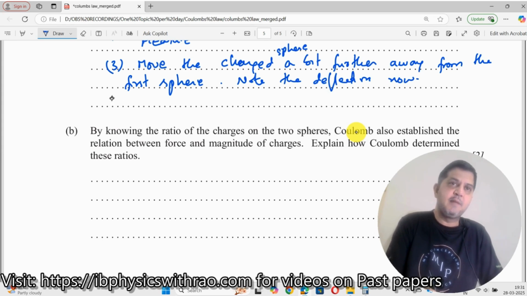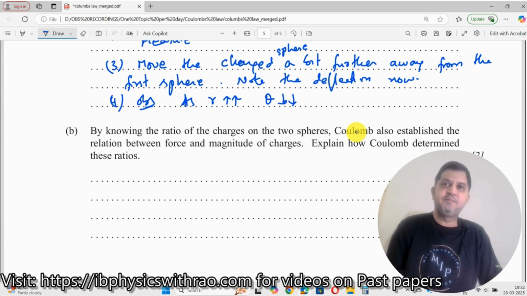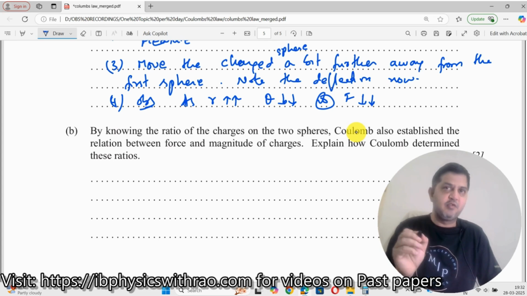So now what is the observation? Observation is that we find that as R increases, theta reduces. So force reduces. Okay, do not mention that F is proportional to 1 by R square. Nothing has been told to you so far. Do not mention, just stop until here.